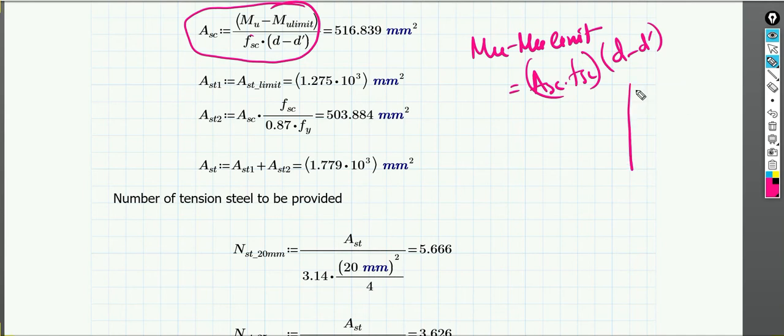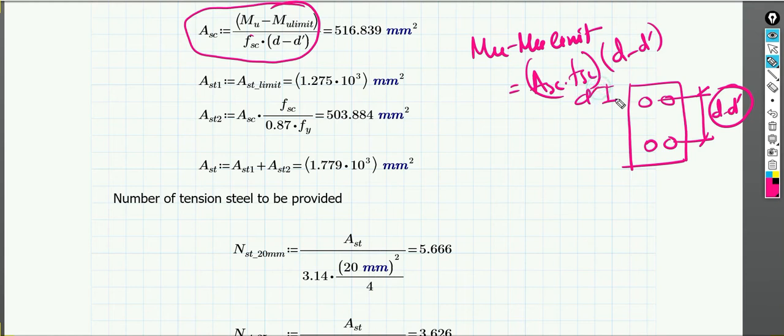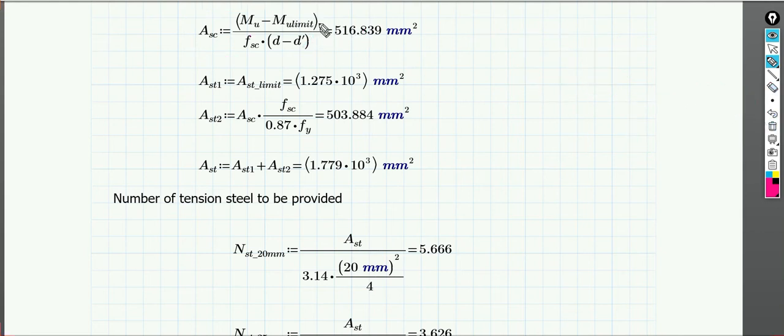Because suppose this is the beam section, this is the compression steel, this is the tension steel, so this distance is nothing but d minus d dash. I would suggest that you should always keep the figure of the beam cross section before your eyes, so that you can understand all the equations. If you understand this equation, there is no need to remember. Otherwise you have to remember everything. If your concept is clear, these equations are not a big deal.